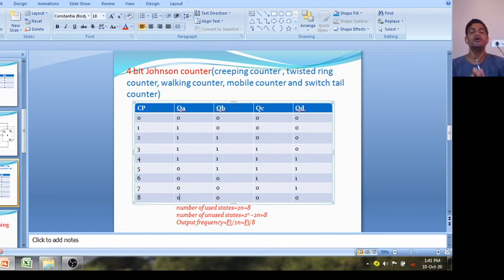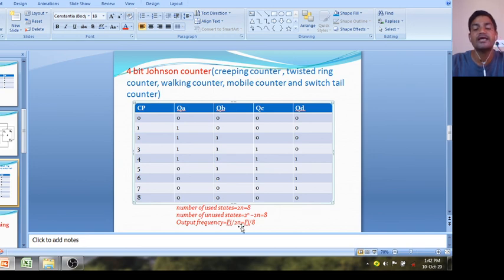So now you can analyze here, after applying 8 clock pulses, we are getting the same pattern. Okay, so total used states equal 8 in case of a 4-bit Johnson counter. In general, if there is an n-bit Johnson counter, total used states will be 2n, so 8. And the number of unused states is 2 to the power n minus 2n. For the 4-bit Johnson counter, 2 to the power 4 is 16, 16 minus 2 into 4, 8.